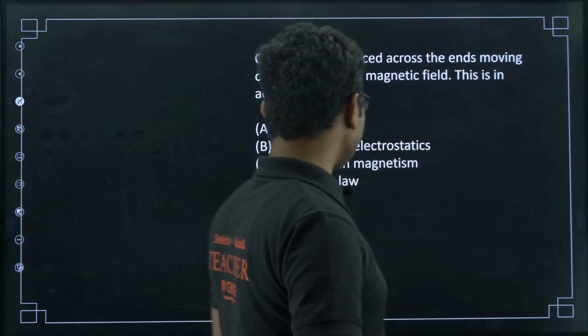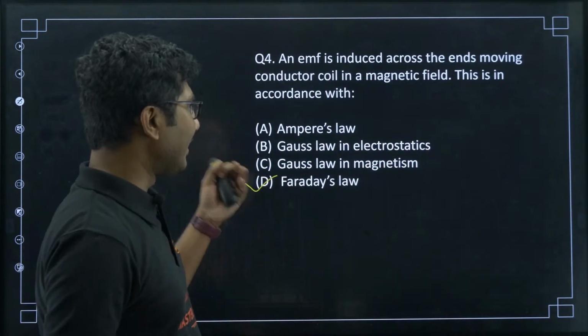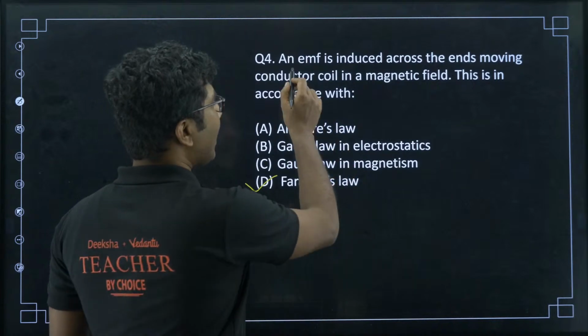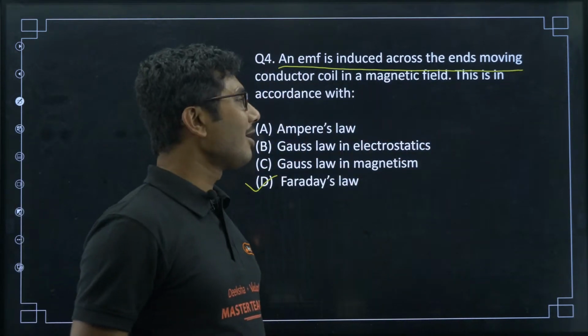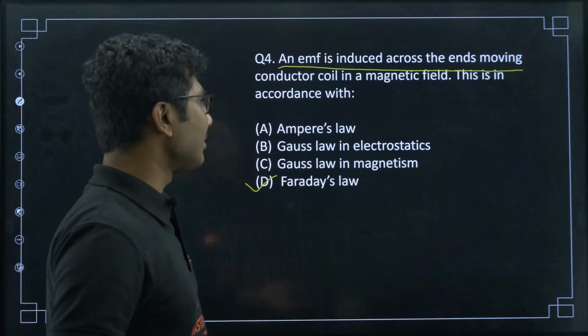So, 4D is the answer, Faraday's law. As I said, EMF induced across ends. EMF induced is basically given by Faraday's law and the polarity is given by Lenz's law, right.